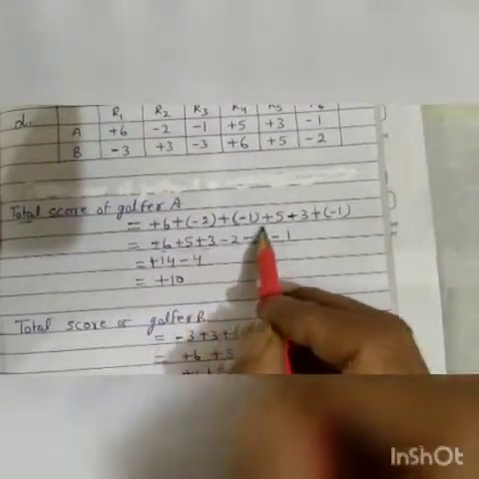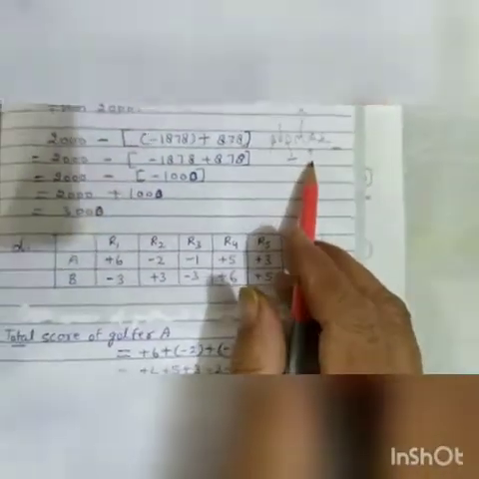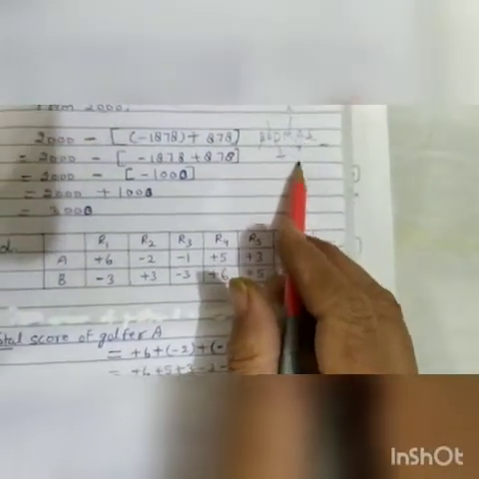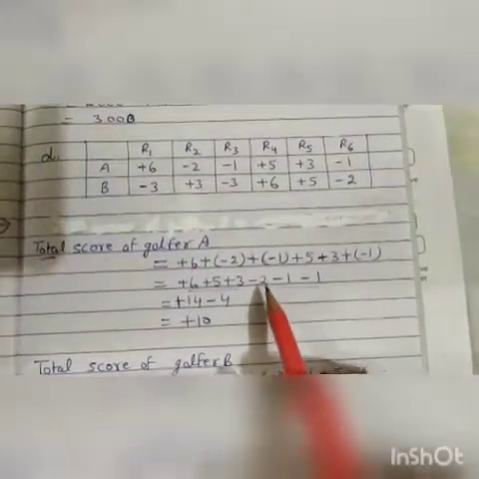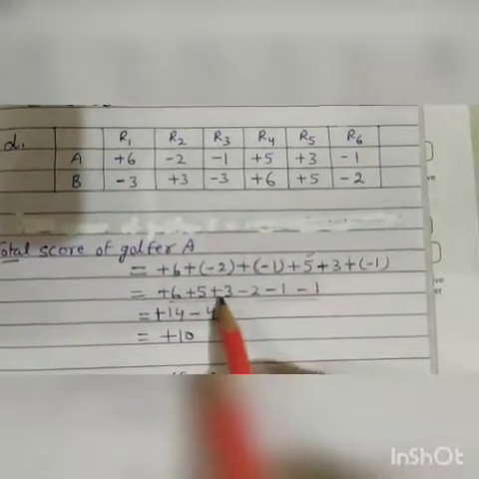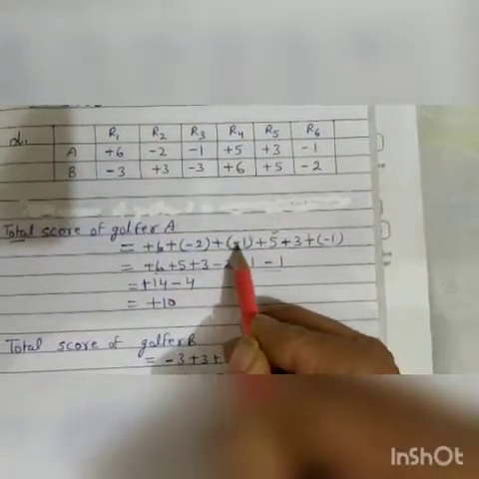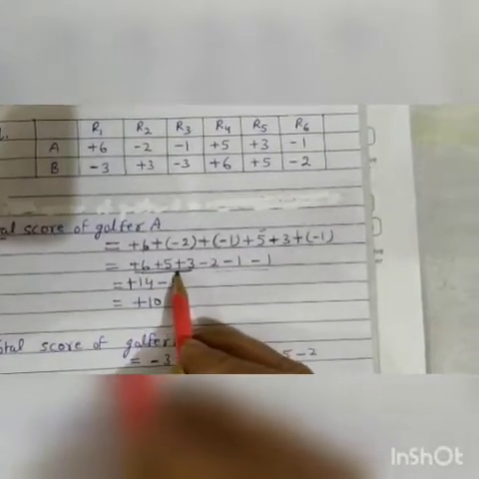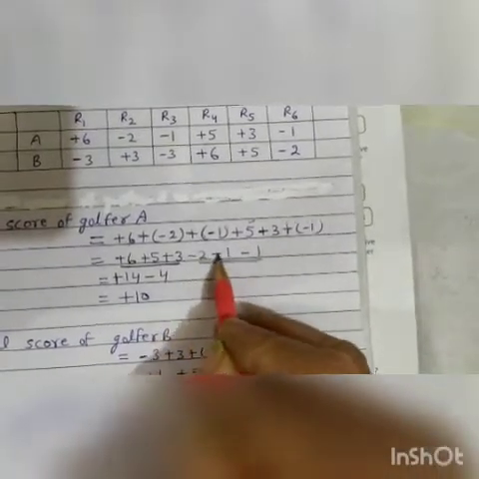Now from these 6 integers, first we will write all the plus integers, because according to BODMAS, I told you here, first we solve addition. So this is plus 6, then this plus 5, this plus 3: plus 6, plus 5 and plus 3. Then write the minus integers with minus sign: minus 2, minus 1, minus 1. Now first we will add these 3 integers with plus sign, and then these 3 integers with minus sign.